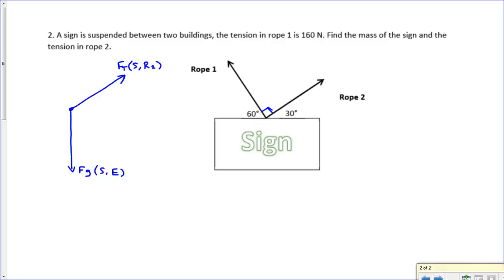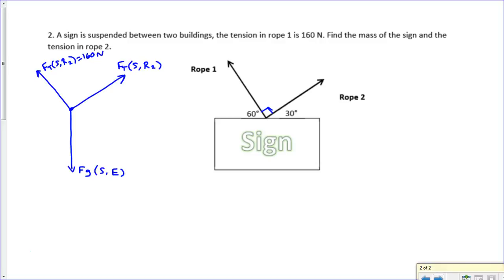Then we have another one at an angle of 60 degrees off the horizontal going the other way, so we've got Ft on the sign by rope 2. The information that we're given here is that the tension in rope 1 is equal to 160 newtons.